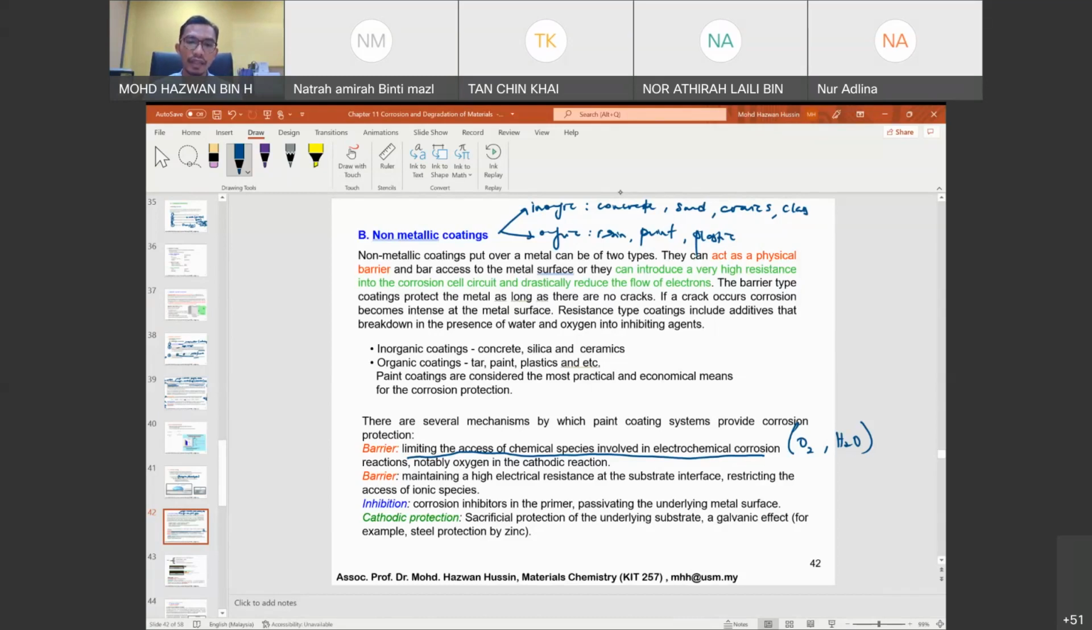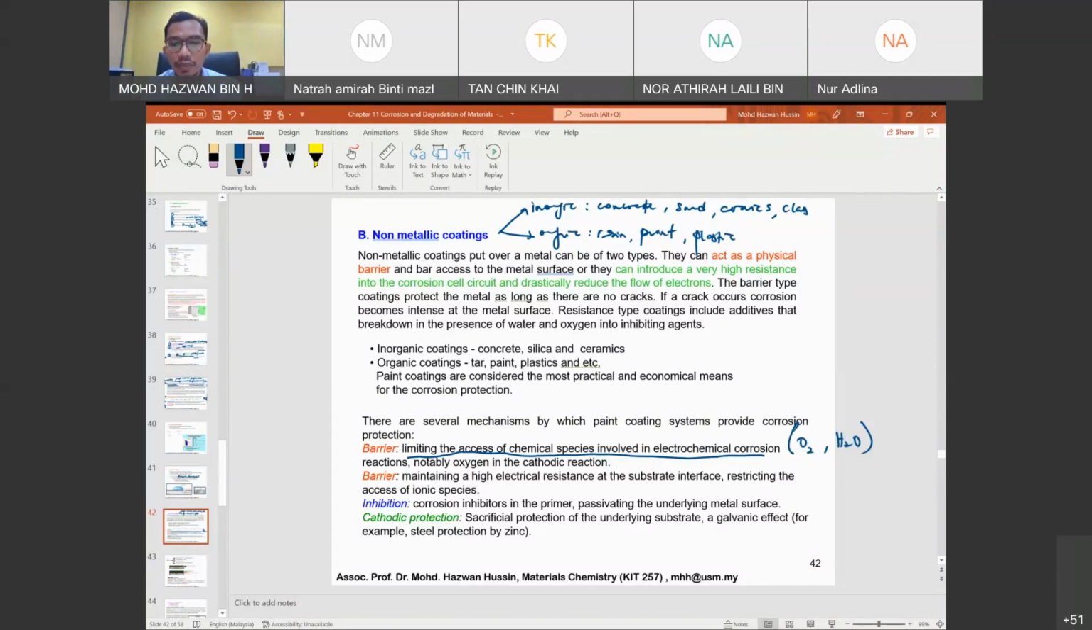Okay. At the same time, coatings also include additives. And part of the additive is a corrosion inhibitor. Corrosion inhibitor in primer will passivate the underlying metal surface. For example, dalam chart, okay, you will see that there is zinc chromate. Chromate, you know, is a corrosion inhibitor, an inorganic corrosion inhibitor. It will actually passivate the metal surface, making it become passive and reducing the risk of corrosion.